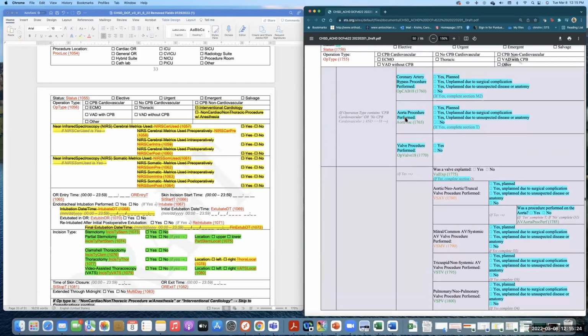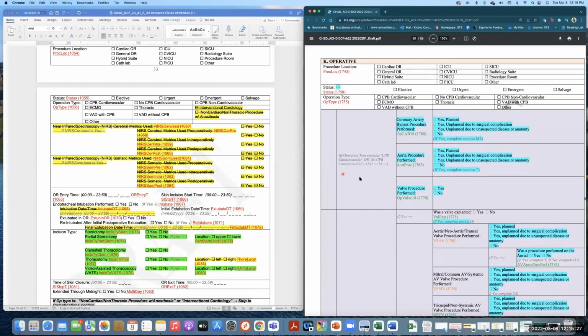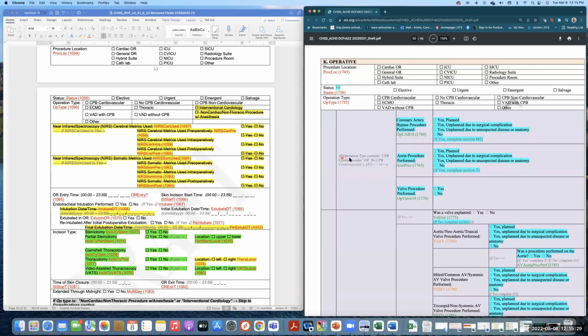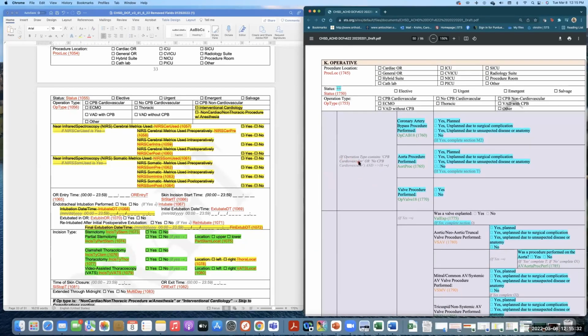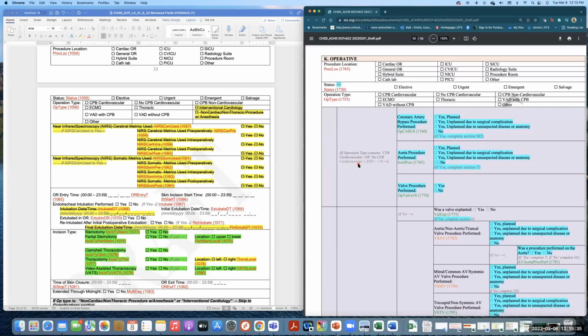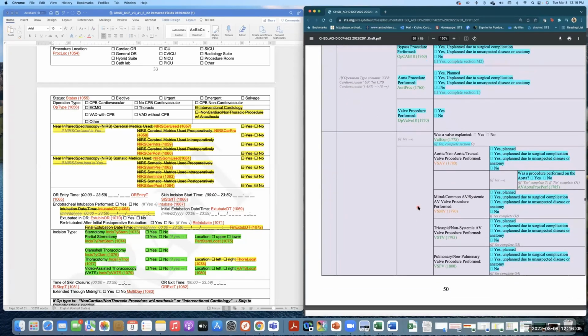The other thing I just want to point out is the parent relationship to these adult fields. These will only open if operation type contains CPB cardiovascular or no CPB cardiovascular, and the patient is equal to or greater than 18. We'll be looking at the age days field to come up with this parent to the field. So two things have to happen: the CPB or no CPB cardiovascular, and then the patient has to be equal to or greater than 18. Otherwise, you will not see these fields in purple for the congenital population.